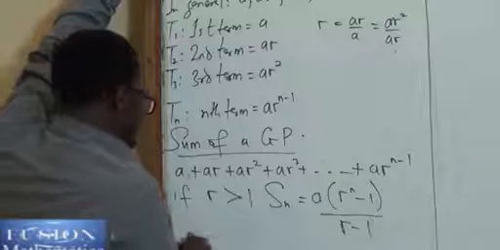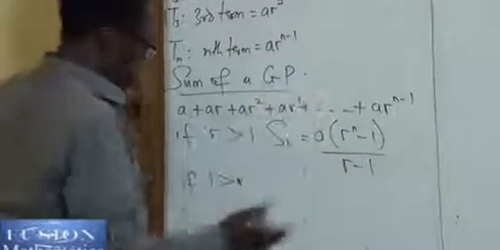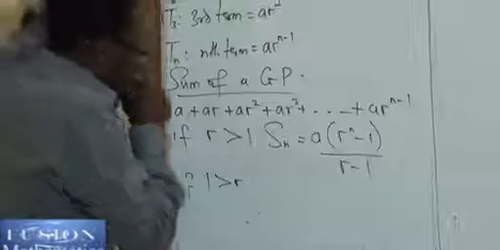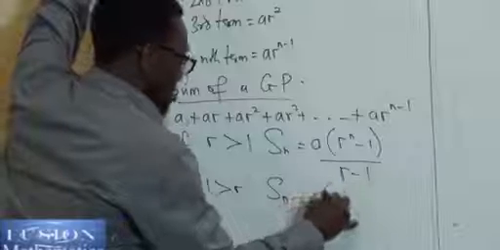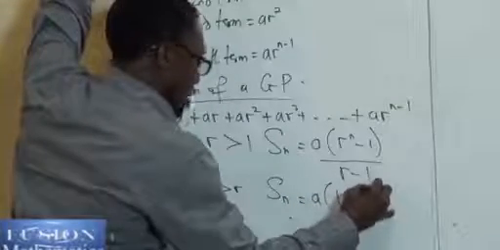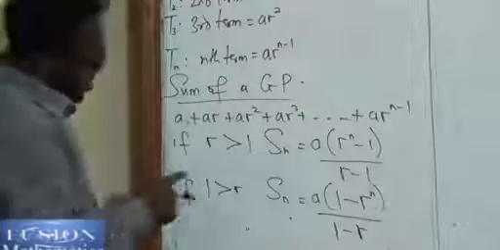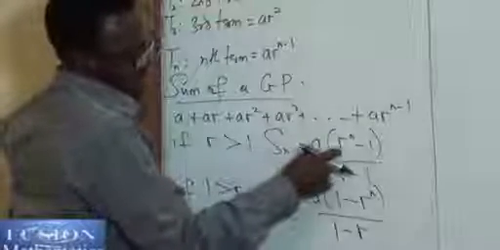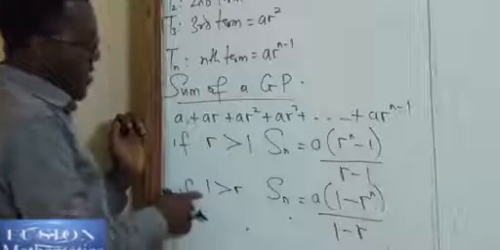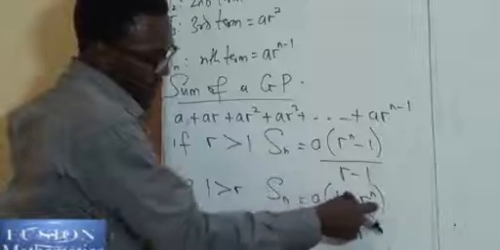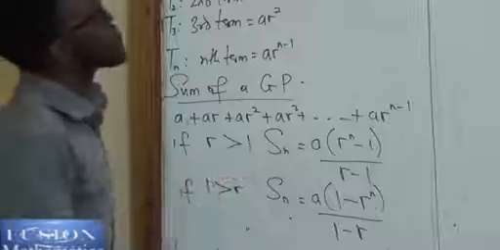But if we have 1 greater than r, or r less than 1, whichever the case will be, the formula will be equal to a bracket 1 minus r raised to power n all over 1 minus r. You will notice that for r greater than 1, r raised to power n came first here. But for 1 greater than r, 1 came before the r to the n. So that is also a pointer to be able to remember the formula.